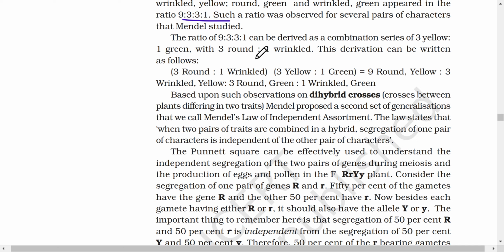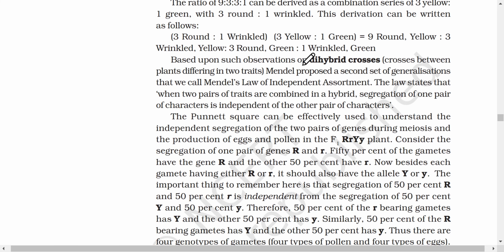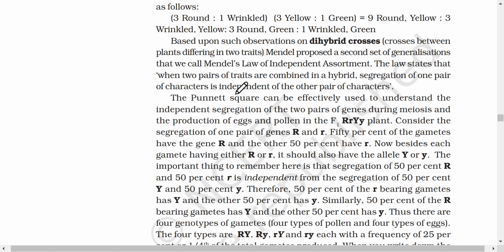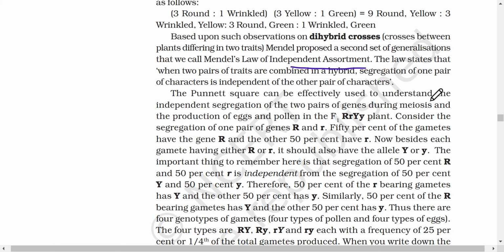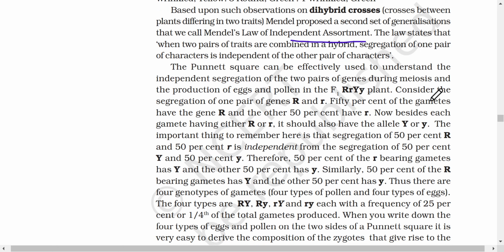The ratio of 9 is to 3 is to 3 is to 1 can be derived as a combination series of 3 yellow, 1 green with 3 round is to 1 wrinkled. This derivation can be written as follows. Again, based upon such observations on dihybrid crosses, Mendel proposed a second set of generalizations that we call Mendel's law of independent assortment. The law states that when two pairs of traits are combined in a hybrid, segregation of one pair of characters is independent of the other pair of characters.